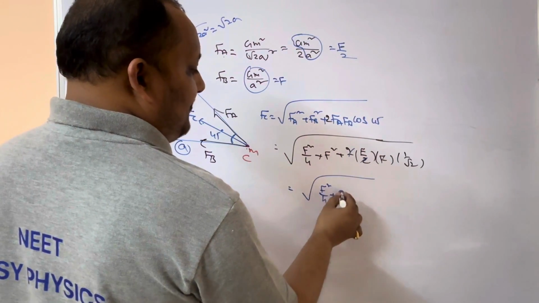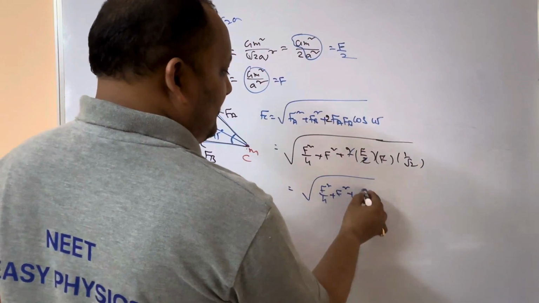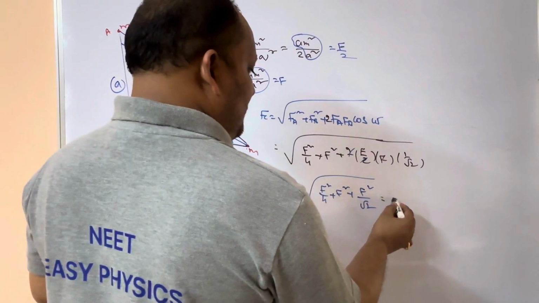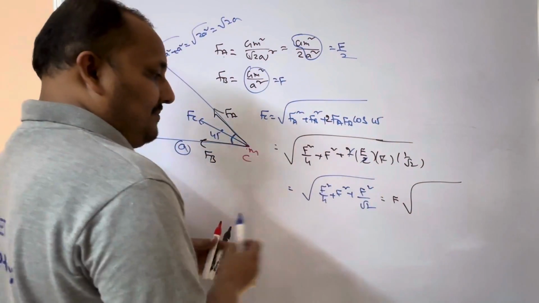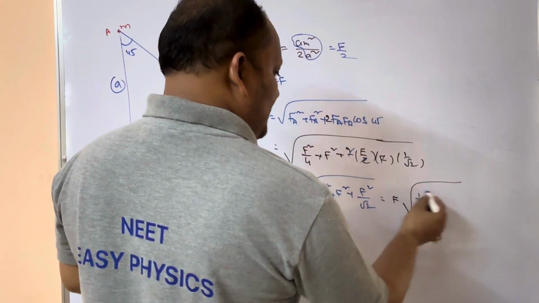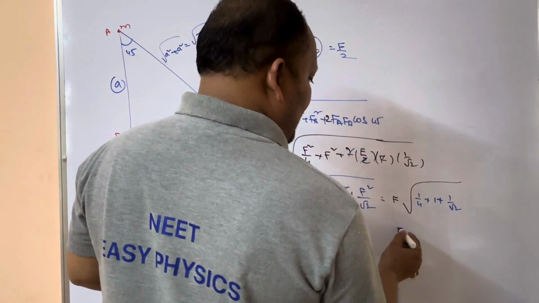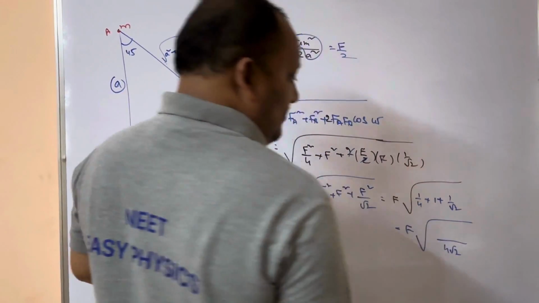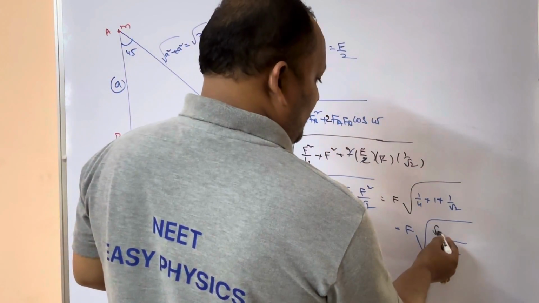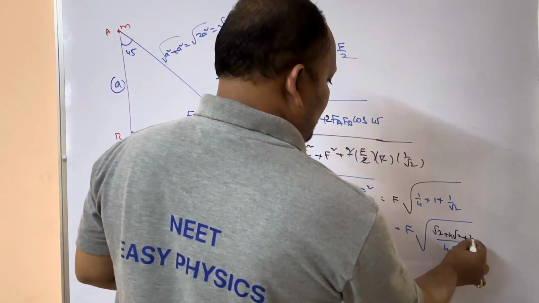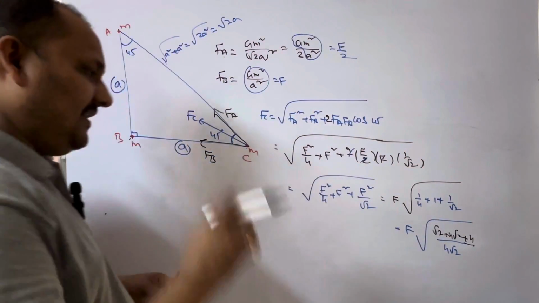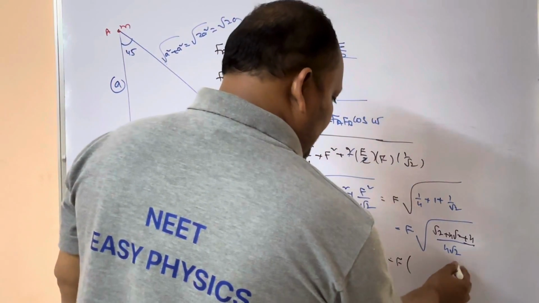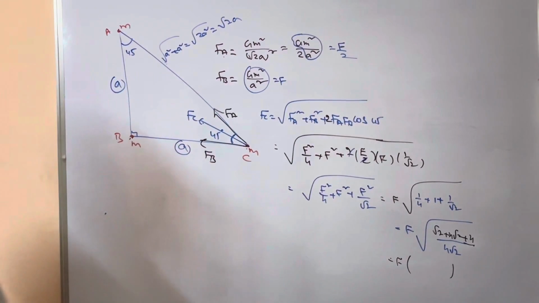So 2 will be cancelled. So F square by 4 plus F square plus F square by root 2. You can take F square common and outside: F times root of 1 by 4 plus 1 plus 1 by root 2. What is the LCM here? 4 root 2. So root 2 plus 4 root 2 plus 4. Correct? Like that, we are going to get the answer. Still, we can write it depending on your final answer.